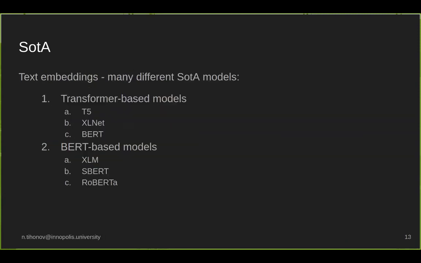So what do we have right now? After the transformers, there were many models that were based on the transformer and improved it, made it better, beat other models in benchmarks. For example, some transformer-based models are T5, XLNet, and BERT.